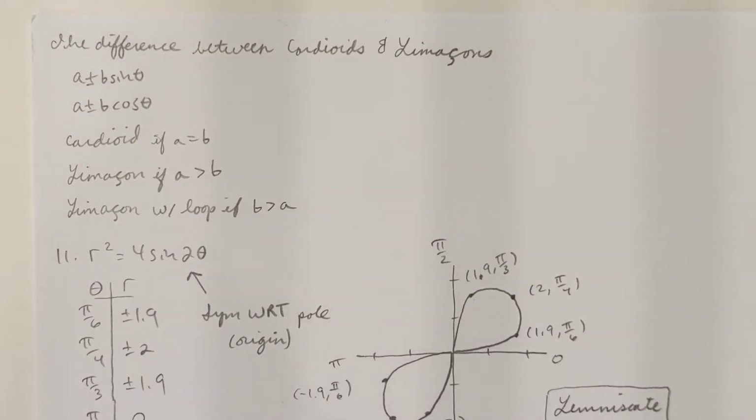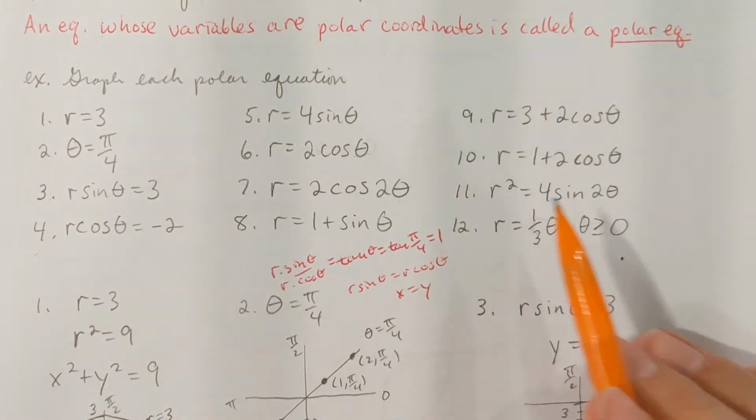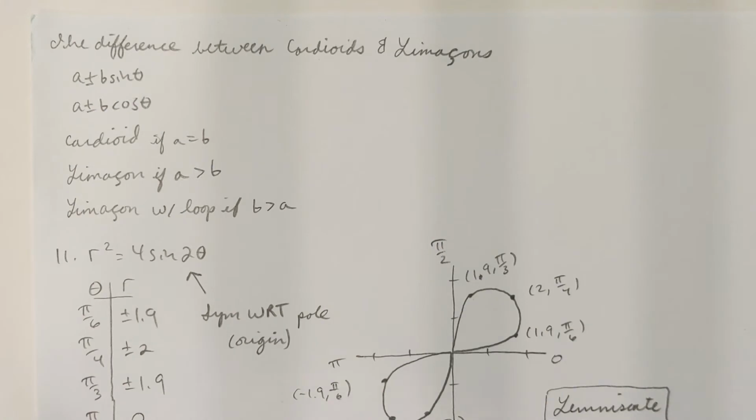Okay, I wanted to finish up section 9.2. We're looking at graphing polar equations, and I had a list of 12 equations. We've looked at 10 out of the 12 so far, so I wanted to cover these last two and then also talk about some things on the calculator.